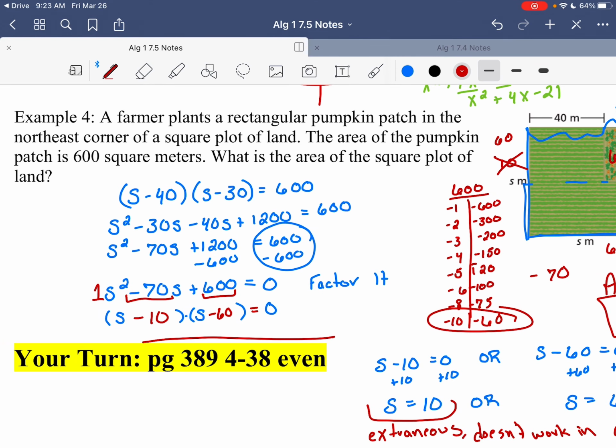Okay, so here's your practice. Page 389, 4 through 38 even. Good luck.